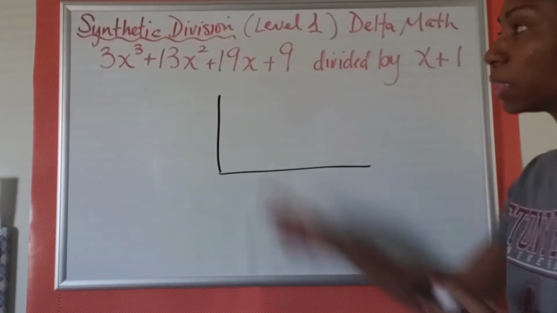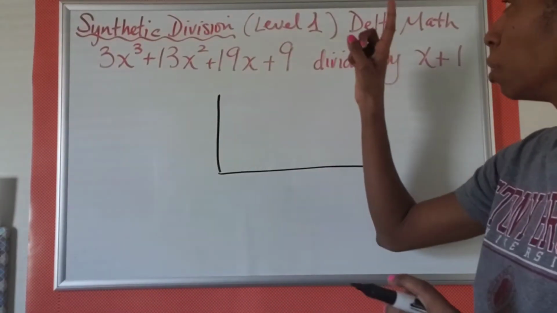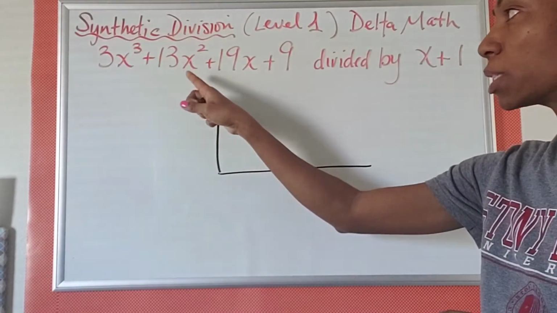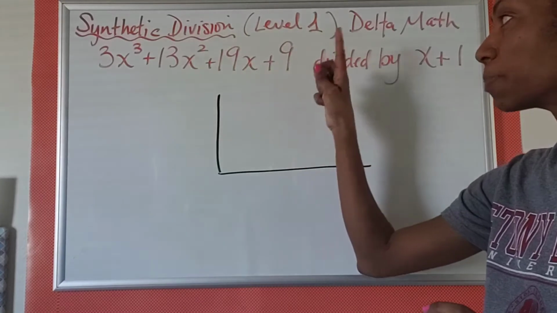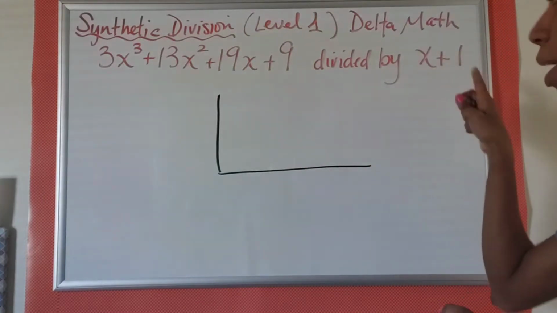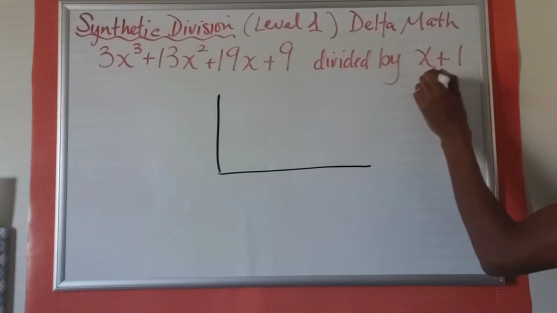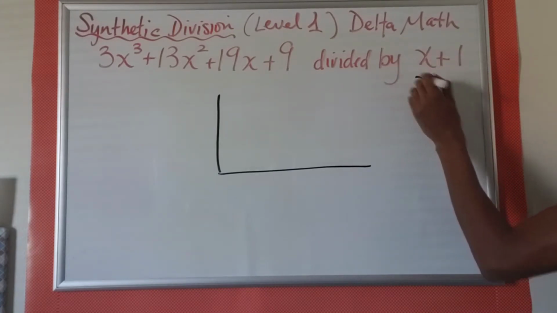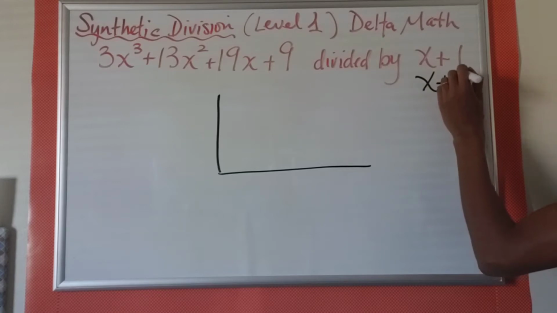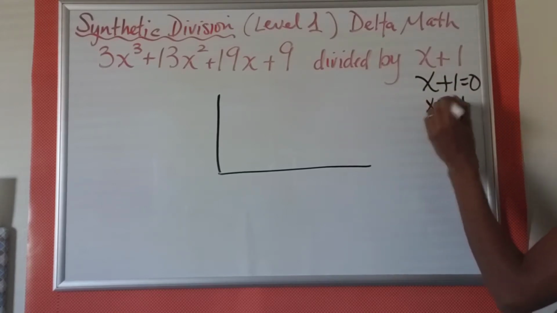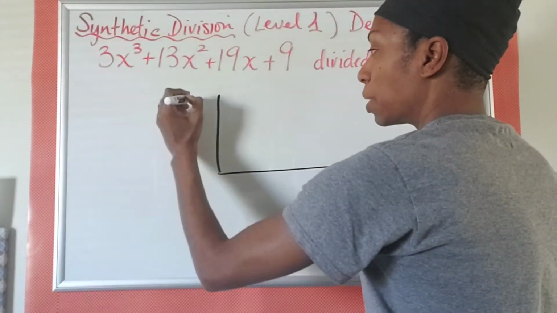Okay, so we're going to do synthetic division from DeltaMath. 3x cubed plus 13x squared plus 19x plus 9 divided by x plus 1. Because it says x plus 1, we're going to put whatever makes this equal 0, which is -1. So the -1 goes out here.